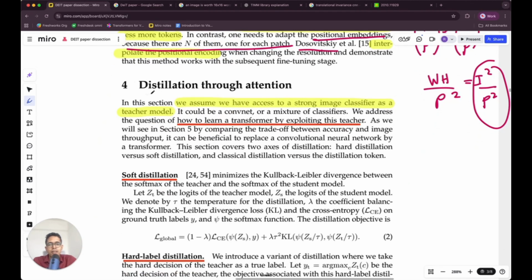Now comes the interesting part: student-teacher model, or distillation, knowledge distillation, KD. Distillation through attention. In this section, we assume we have access to a strong image classifier as a teacher model. The strong image classifier can be a CNN, it can be a big vision transformer, it could be a ConvNet or a mixture of classifiers. We address the question of how to learn a transformer by exploiting this teacher. So if we had a pre-trained teacher model, how can we make it useful for teaching a transformer? As we will see in section 5, by comparing the trade-off between accuracy and image throughput, it can be beneficial to replace a CNN by a transformer.